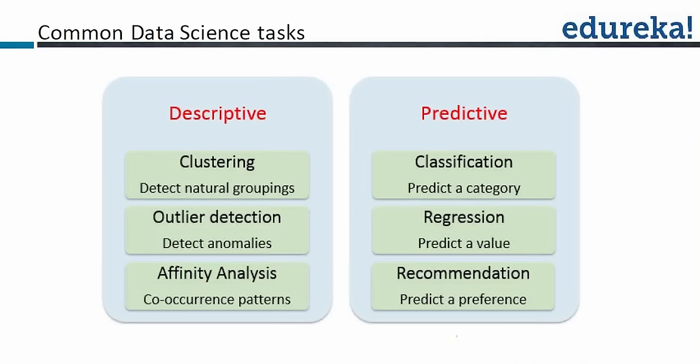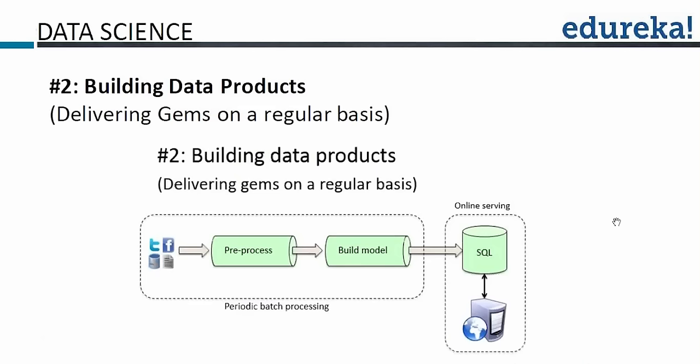Affinity analysis, look at the co-occurrence of patterns, so that is possible, right? These are all the descriptive aspects. Classifications, predict a category. Someone mentioned in the very beginning stage, they can do a prediction, why they are using big data, right? Predict a category. Regression, predicting a value. Recommendation, predict the preference, right? All these are possible in this data science world.